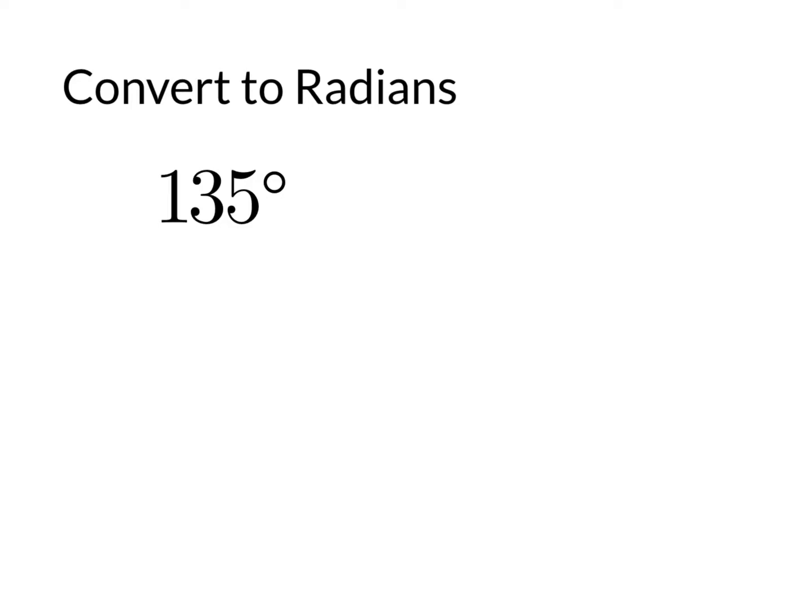When we want to convert between degrees and radians, the conversion rate is fairly simple. We know that there's 360 degrees in a circle, and that's 2 pi radians. So that means that pi radians is going to be 180 degrees. And this is the one that we use to multiply by a fraction that will convert between degrees and radians.